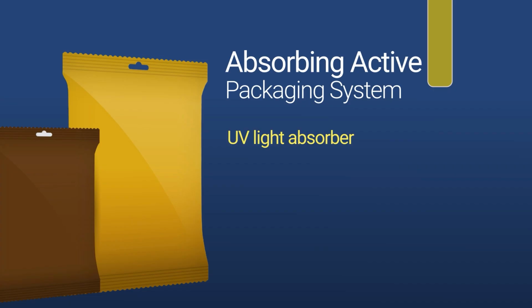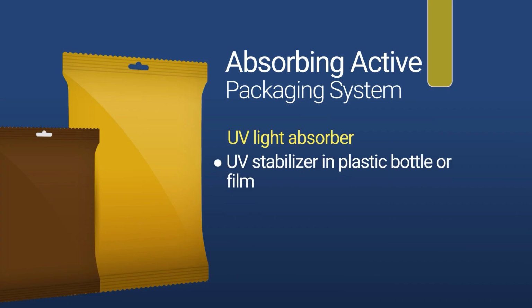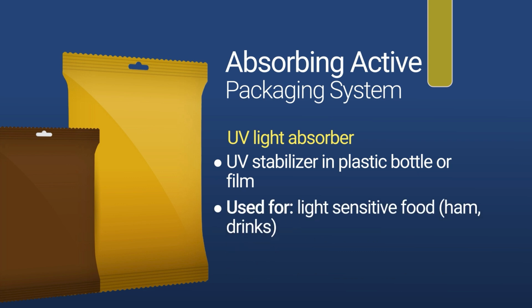Another type of absorbing active packaging system is UV light absorber. You know, UV light actually helps to oxidize the product. So just to prevent the oxidation, we can use UV light stabilizer in the plastic bottles or films for the light sensitive food group like cured products like ham, bacon, or different drinks.